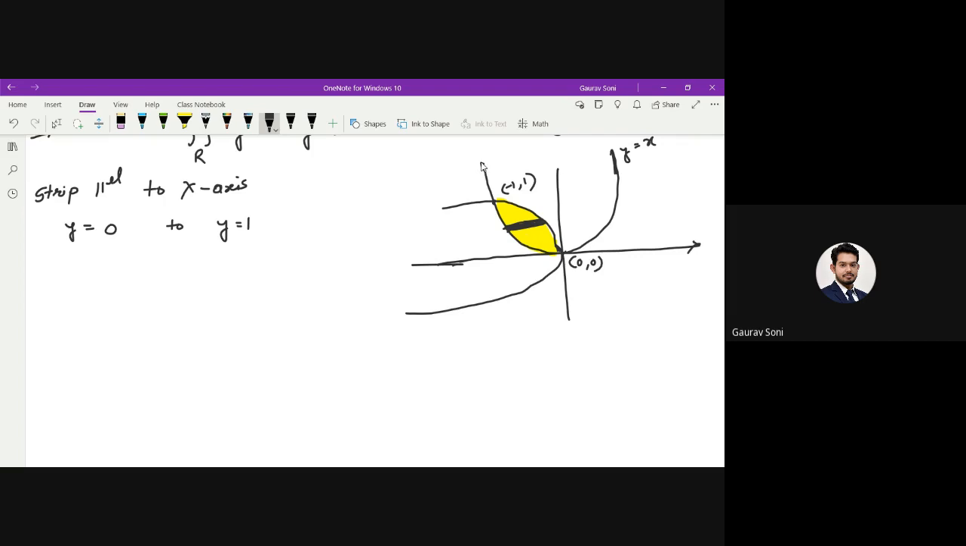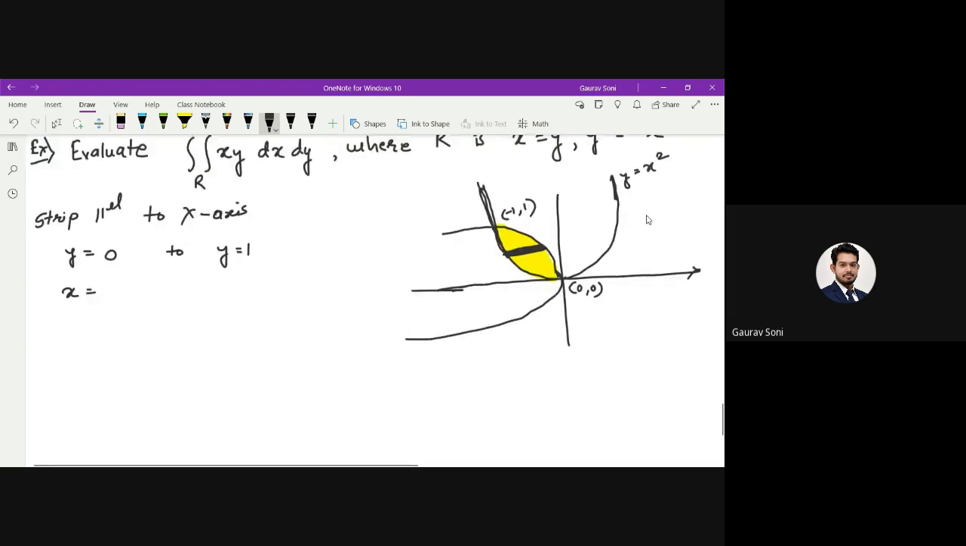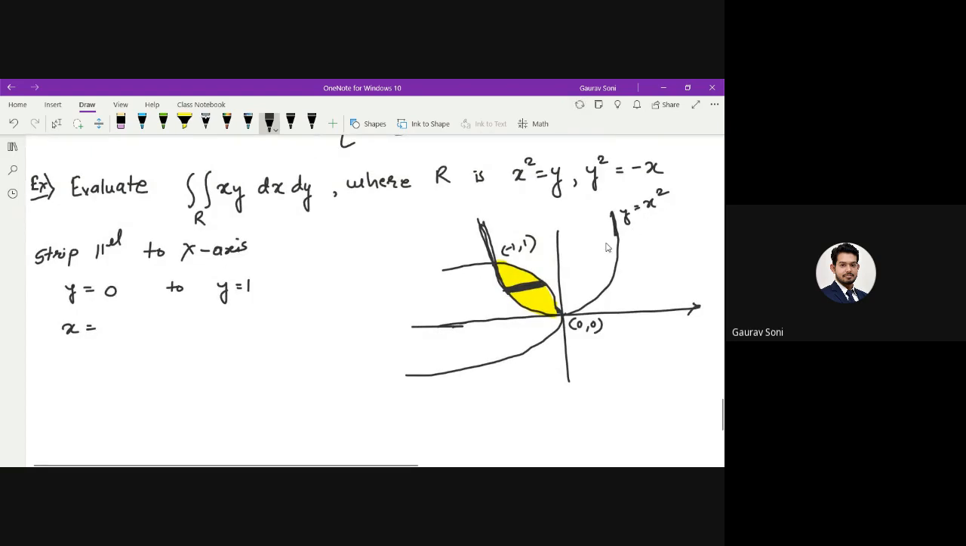It is on the parabola. What is the equation? So I'll find the value of x, the x on the side of the parabola. The left hand side end is on this parabola. On this parabola, what is the value of x? Under root y, plus or minus. In the second quadrant the value of x is negative, so minus root y. Convinced with this?